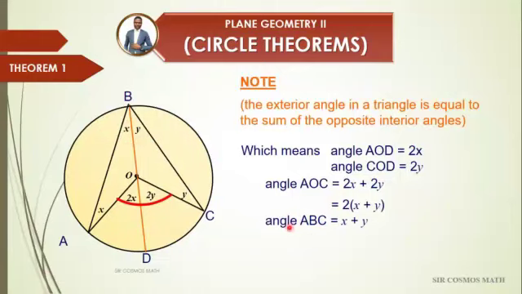For we know that angle ABC is X plus Y, which means angle AOC is 2 times angle ABC, and twice this one is equal to this, and that is exactly what we have done here. So twice this is equal to that. Thank you.